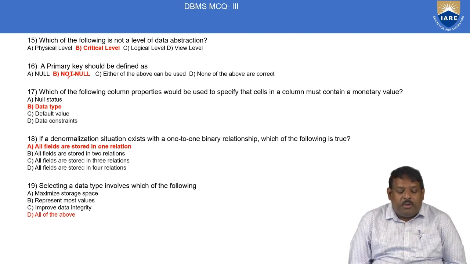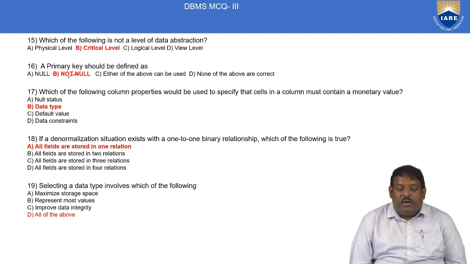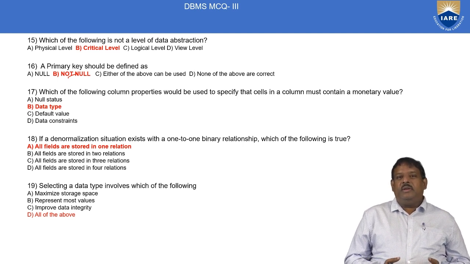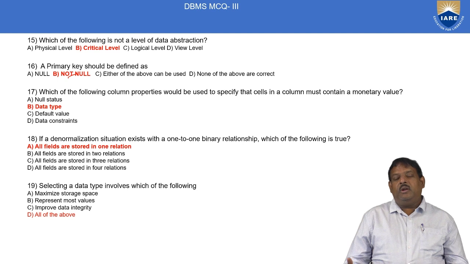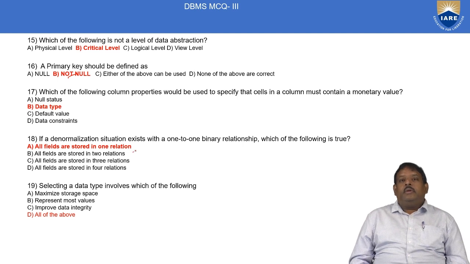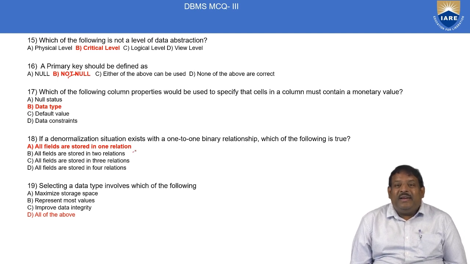So we have four options here. All fields are stored in one relation, that is the first option. Second option is all fields are stored in two relations, three relations, four relations. So obviously it should be the first option, because as part of denormalization, we will display all the data in one table only. So it is one relation.